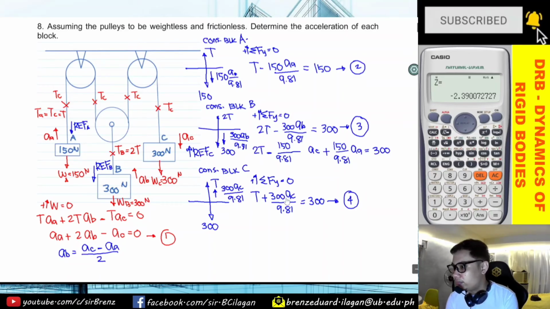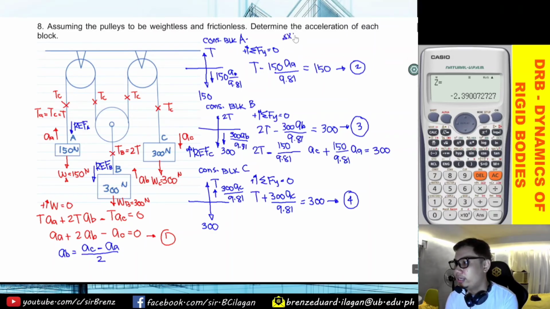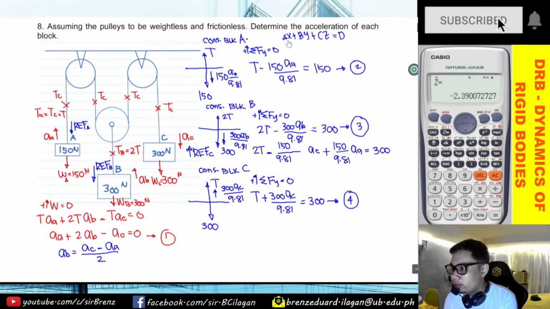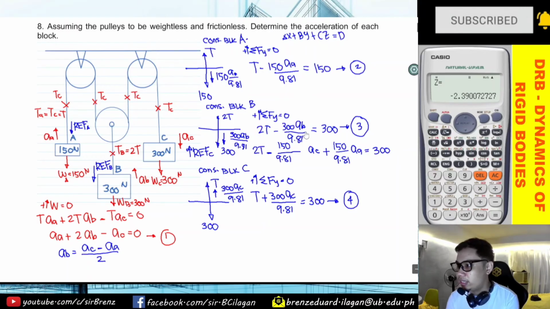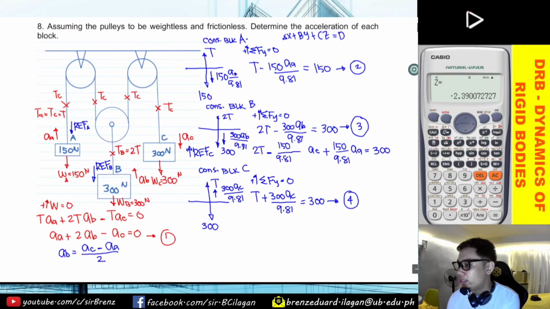A sub C. Ang gawin nating form again ay yung 3 equation, 3 unknown. Again, yung AX plus BY plus CZ is equals to D. Yung value mo ng X dito will be for the T, Y will be for the A sub A, and yung Z will be for the A sub B. So, rearrange lang natin ulit yung mga formulas.